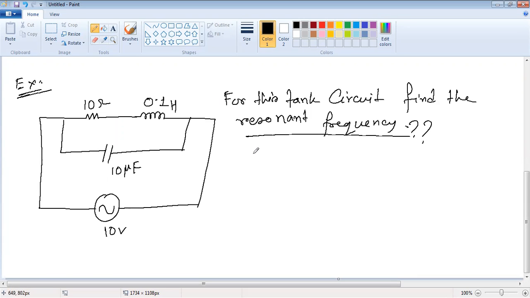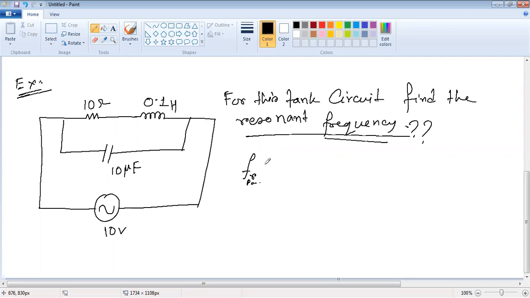So what is the formula? The formula is, just remember, the resonant frequency F equals... One answer is 1.57 radian per second. And in hertz, since it is asked in frequency, so you have to put hertz, it is better. Are you okay? Okay, sir.